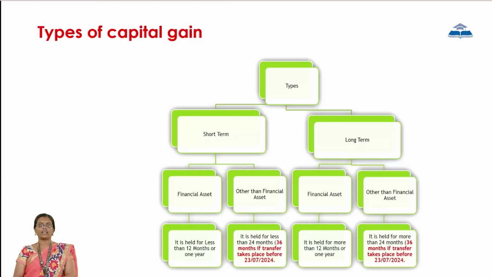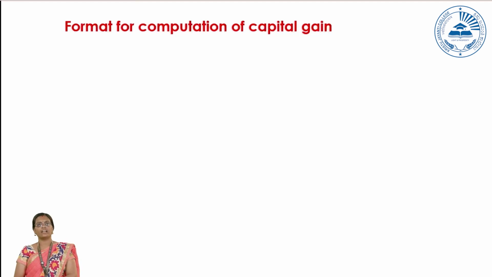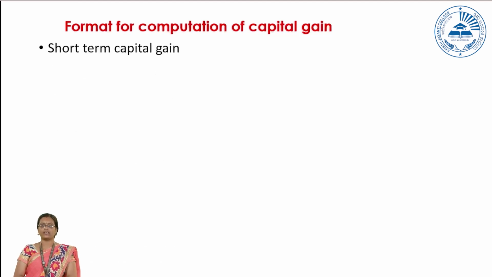The moment you understand the asset is financial or non-financial, depending upon the duration, we determine the asset to be short-term or long-term. Moving further, we will try and understand how you compute the taxability of these short-term and long-term capital assets when they are bought and sold. First, we will look into the format for computation of short-term capital gain, meaning if it is a financial asset which is bought and sold within a period of 1 year, and if it is a non-financial asset, an asset which is bought and sold within 24 months or 36 months with effect from the date mentioned earlier.